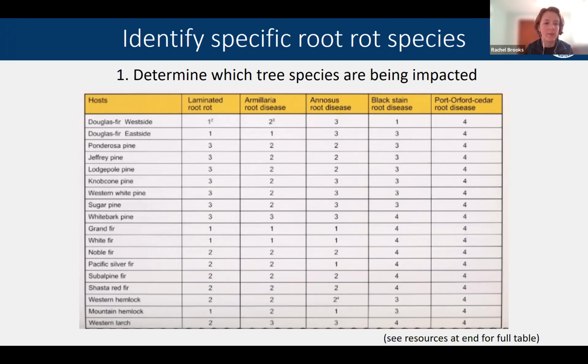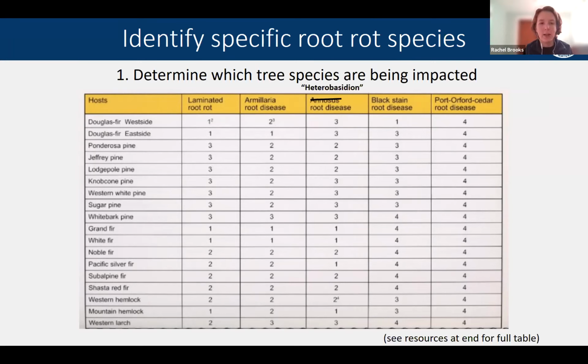But on the rows, you have a list of tree species, and in the columns, you have a list of some of the root rots. And just here, since we're talking about this, this is a slightly older table, so you see annosus root disease instead of Heterobasidion root disease up there. So now you know that they're the same thing.